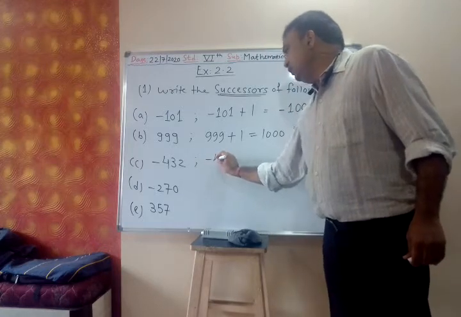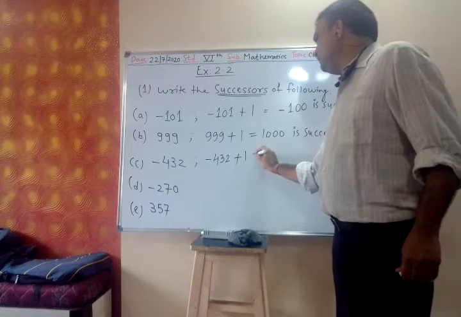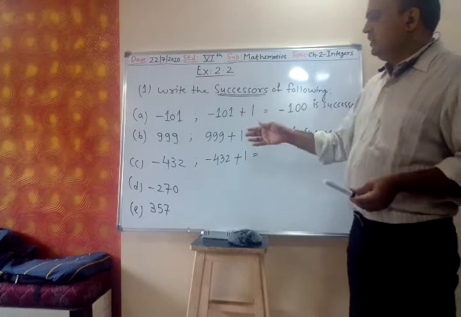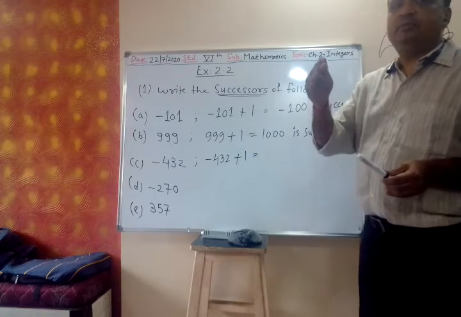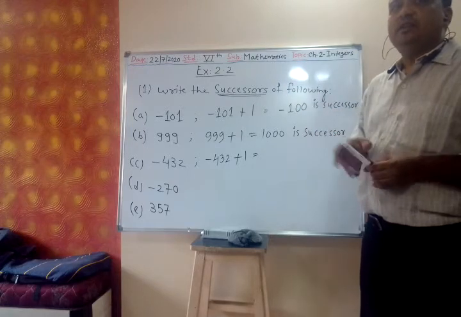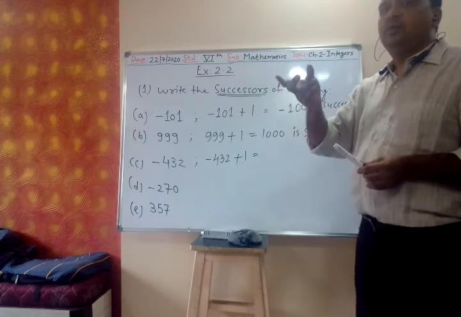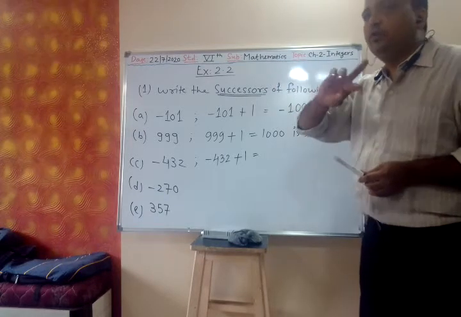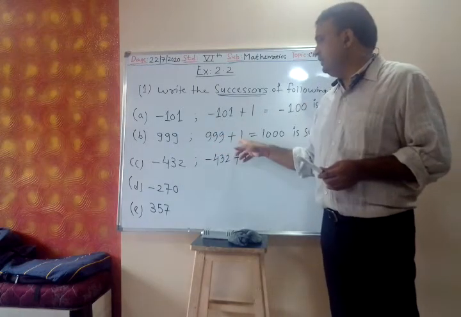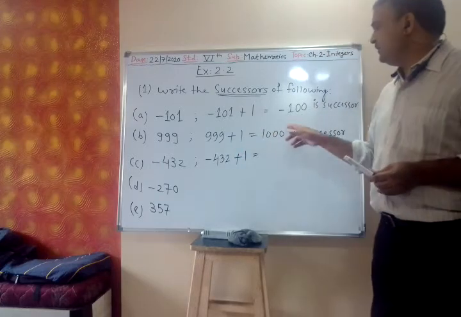Now next is minus 432. Minus 432 plus 1, for successor we add 1. You have to find the next number. For example, what is successor of 3? 3 plus 1, 4. What is successor of 4? 4 plus 1, 5. So that way, to find successor we add 1 to the given number. So 999 plus 1 is 1000.